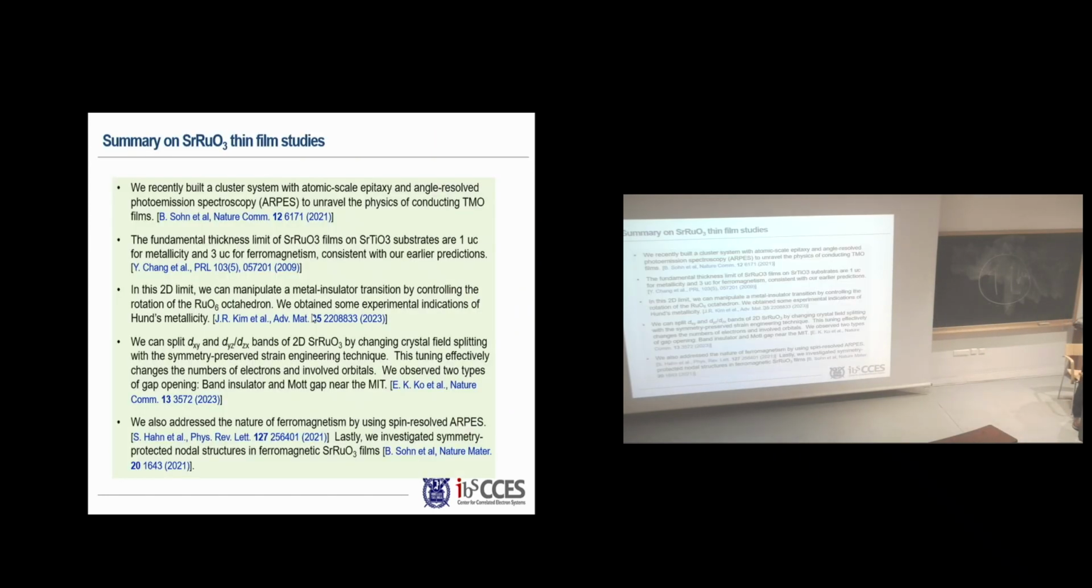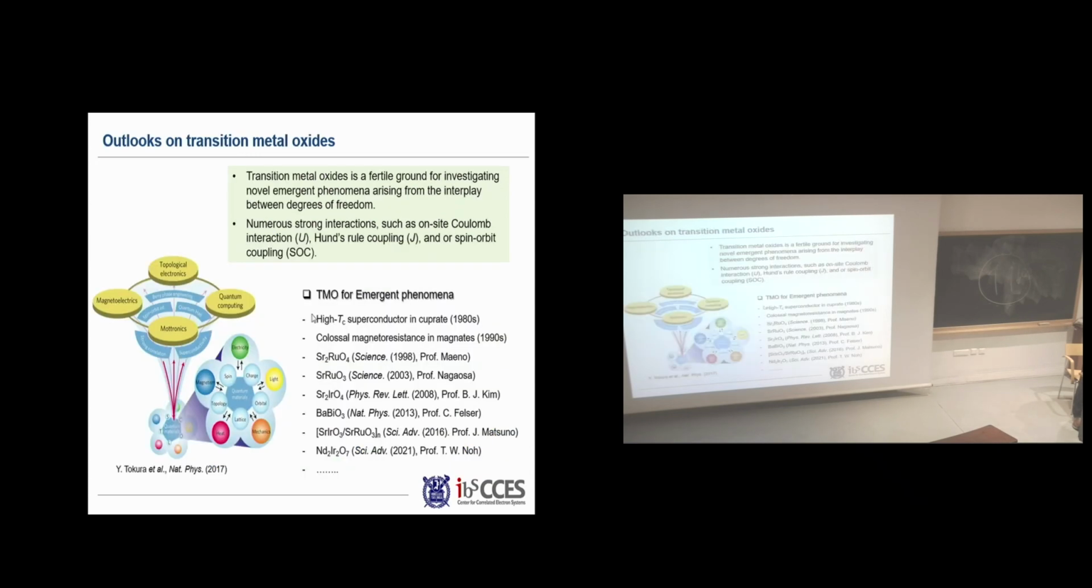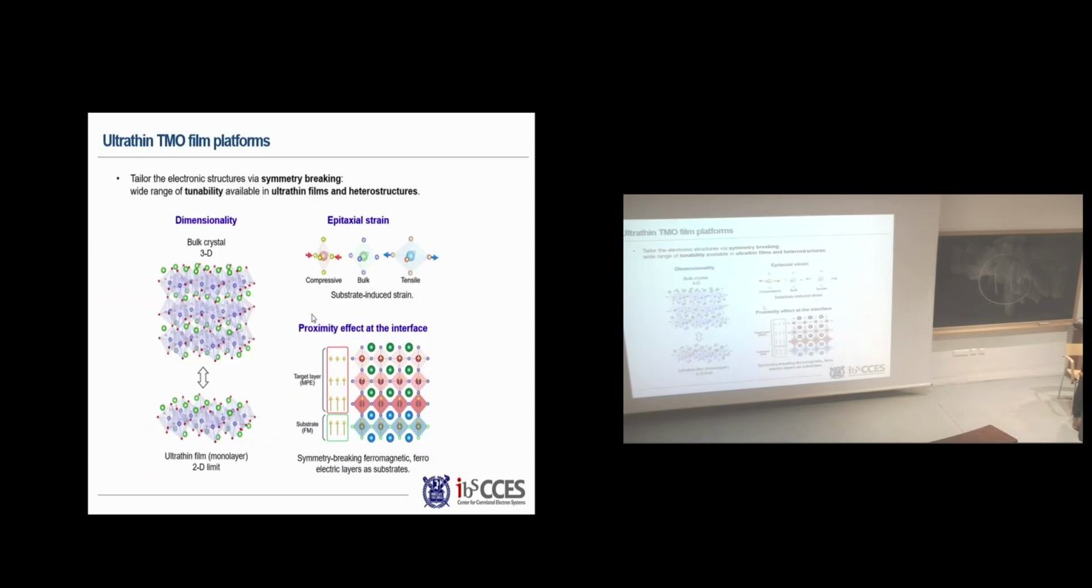So this is a summary. In the ultra-thin limit, we think that we can control the dimensionality, strain, and proximity effects. So we can actually find lots of new emergent phenomena in here.